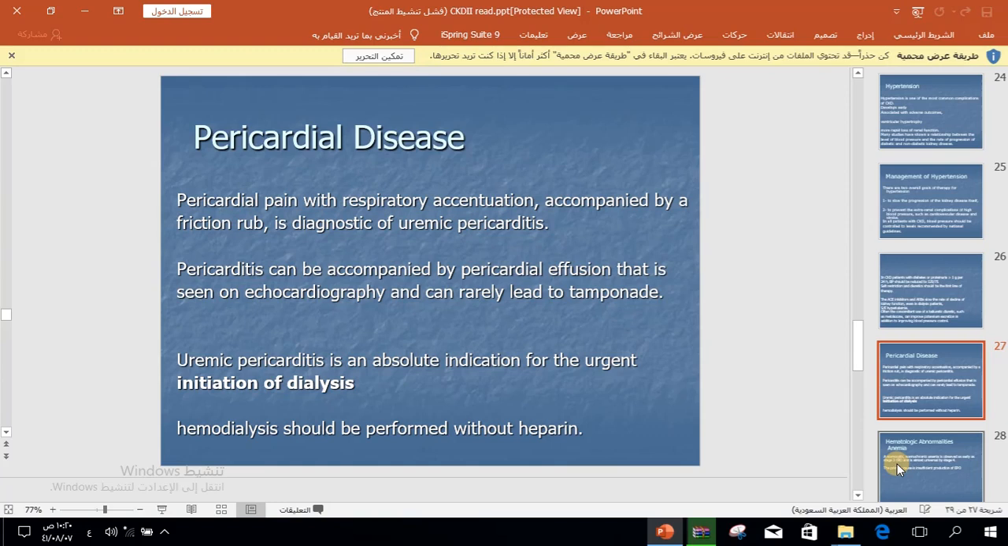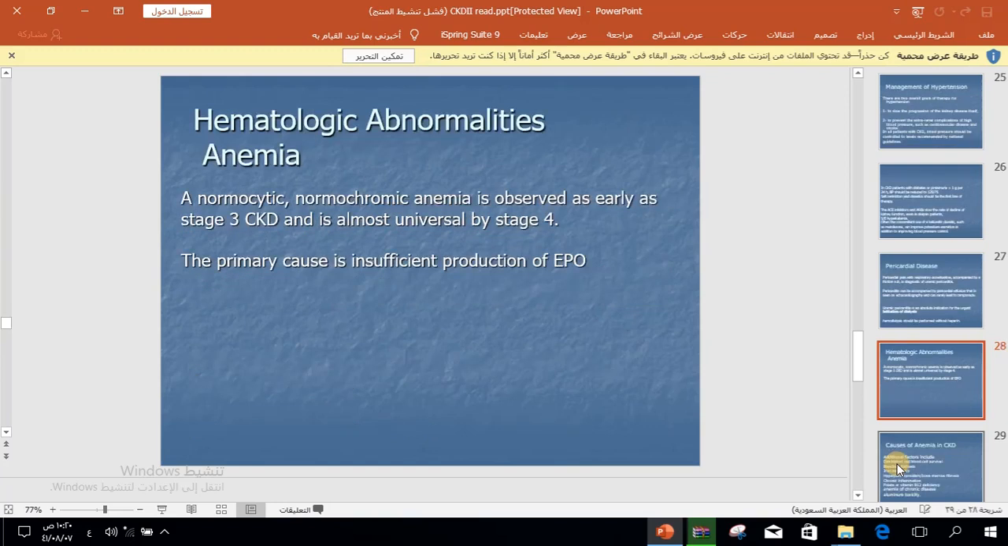Uremic pericarditis is an absolute indication for urgent initiation of dialysis. But in such a condition, dialysis should be performed without heparin. In all dialysis we use heparin, except in pericardial disease and GIT bleeding, where we do dialysis without heparin.